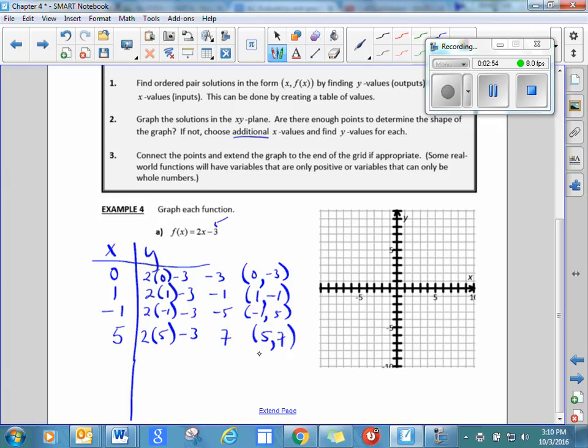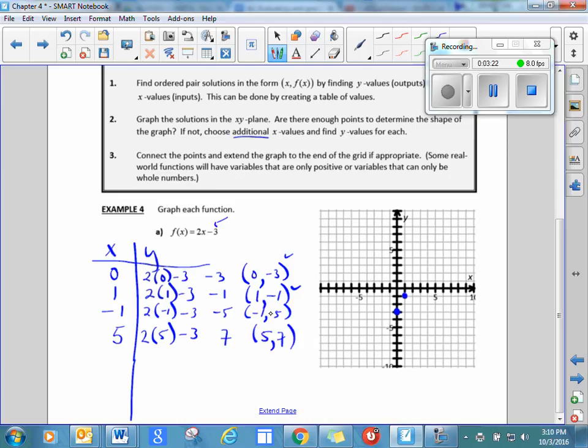So generally when I have 4 points or so, I'll go ahead and plot them and see if I can see a pattern. So when we plot 0, negative 3, we start here and we go down 1, 2, 3. That point right there takes care of that one. 1, negative 1, so positive 1, negative 1, right there. Looks pretty good. Negative 1, negative 5.